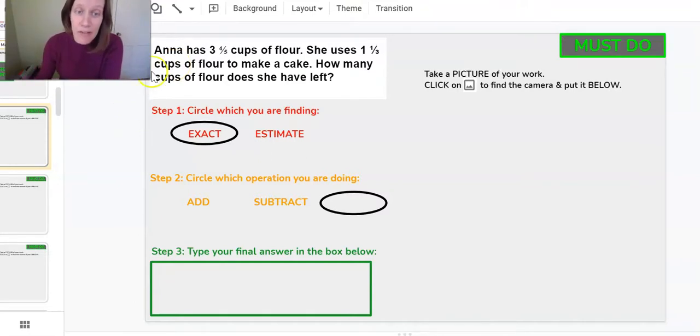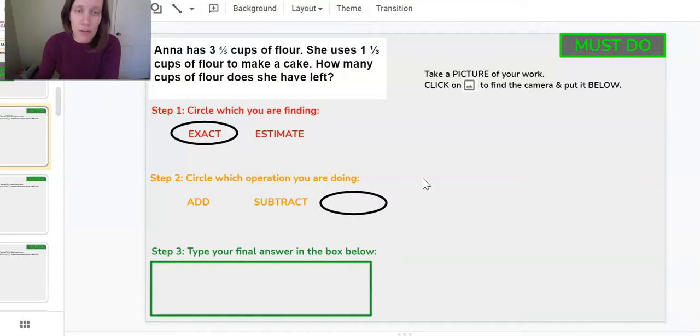It says Anna has 3 4/5 cups of flour. That means I know my starting number. And then it says she uses 1 1/3 cups of flour to make a cake. When we say she uses something, it usually means she uses it up. When you use something up, it means you don't have it anymore. So that makes me think this is subtraction. I'm going to check just to make sure. It says, how many cups of flour does she have left?